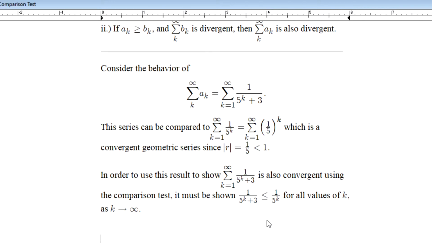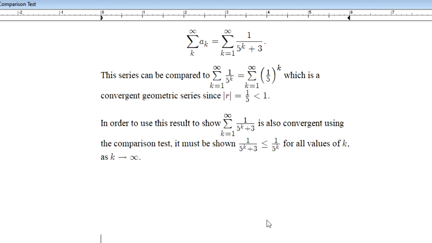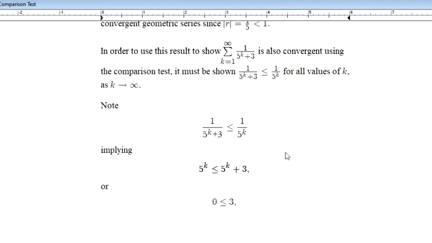All right? What we can note here, if we look at that inequality, is that 1 over 5^k plus 3 being less than or equal to 1 over 5^k does imply 5^k is less than or equal to 5^k plus 3, right? Or that 0 must always be less than or equal to 3.